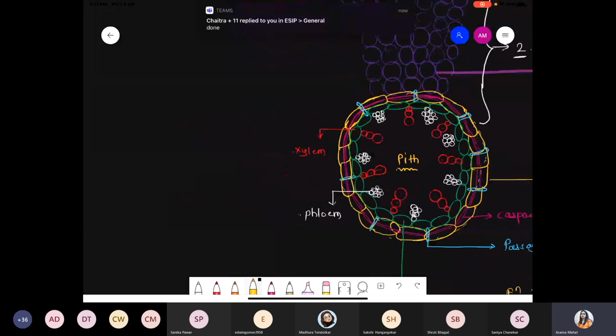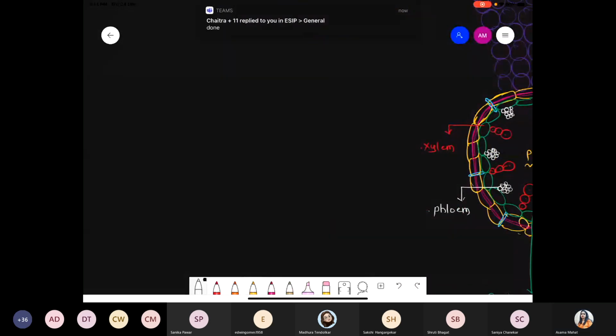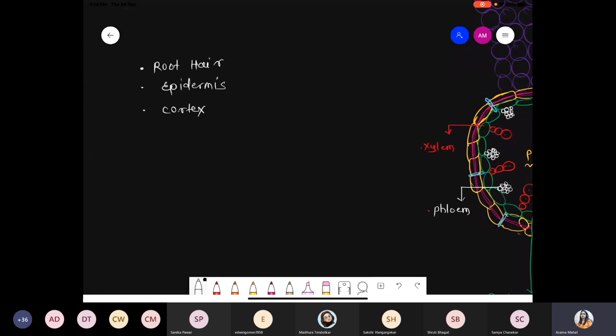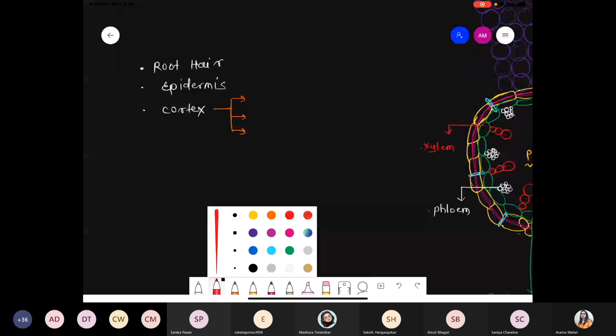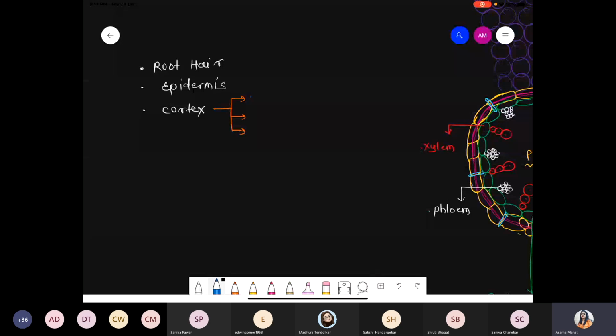Okay, so if you want, you can write it down in the margin. So first of all, from the outer to inner: first of all there will be root hair, that is piliferous layer, also called the epiblema. Inside that will be present the epidermis, the outermost layer. Okay. Inside the epidermis, now there is a presence of the cortex. Cortex is divided into three parts.